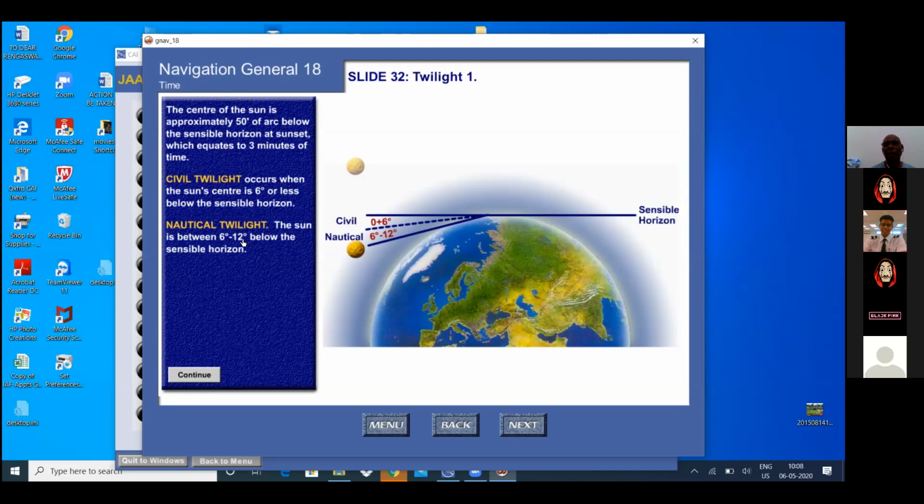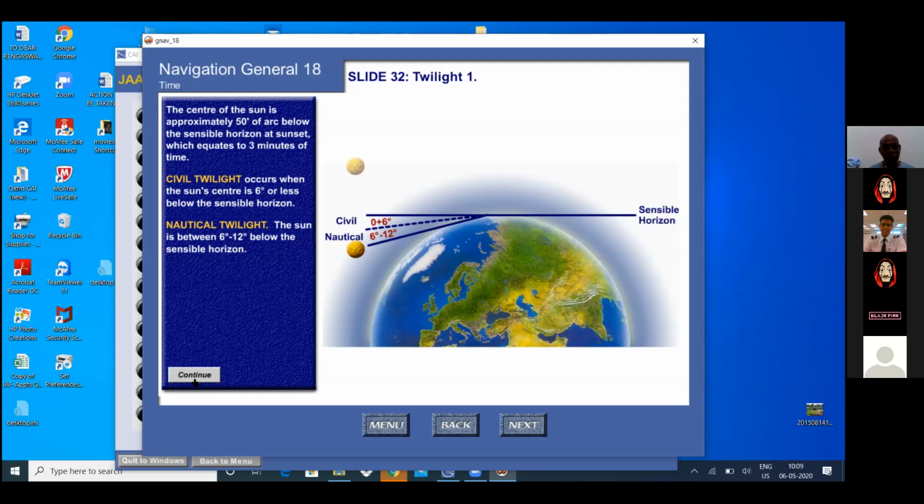During nautical twilight, you can see outlines of things. It is not as good as civil twilight, but you can see outlines of objects and the bright stars are visible in the sky. That is the definition of nautical twilight. One is that the sun is between 6 and 12 degrees below the sensible horizon. And the second is that you can see outlines of objects and bright stars in the sky. That is nautical twilight.